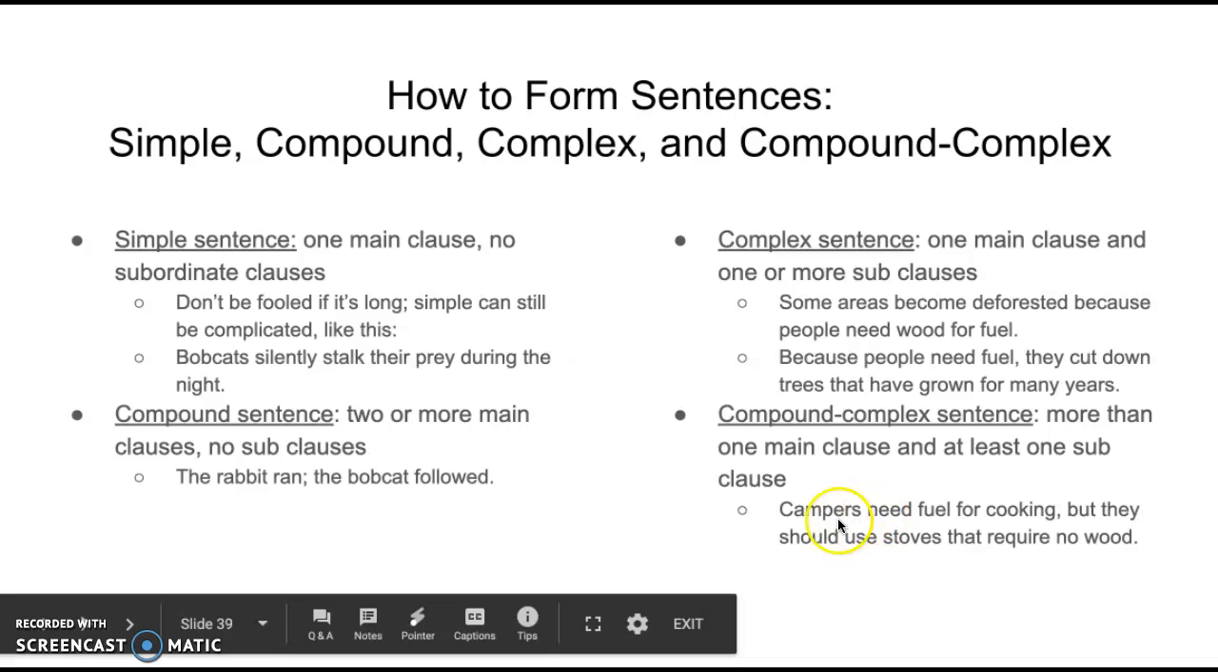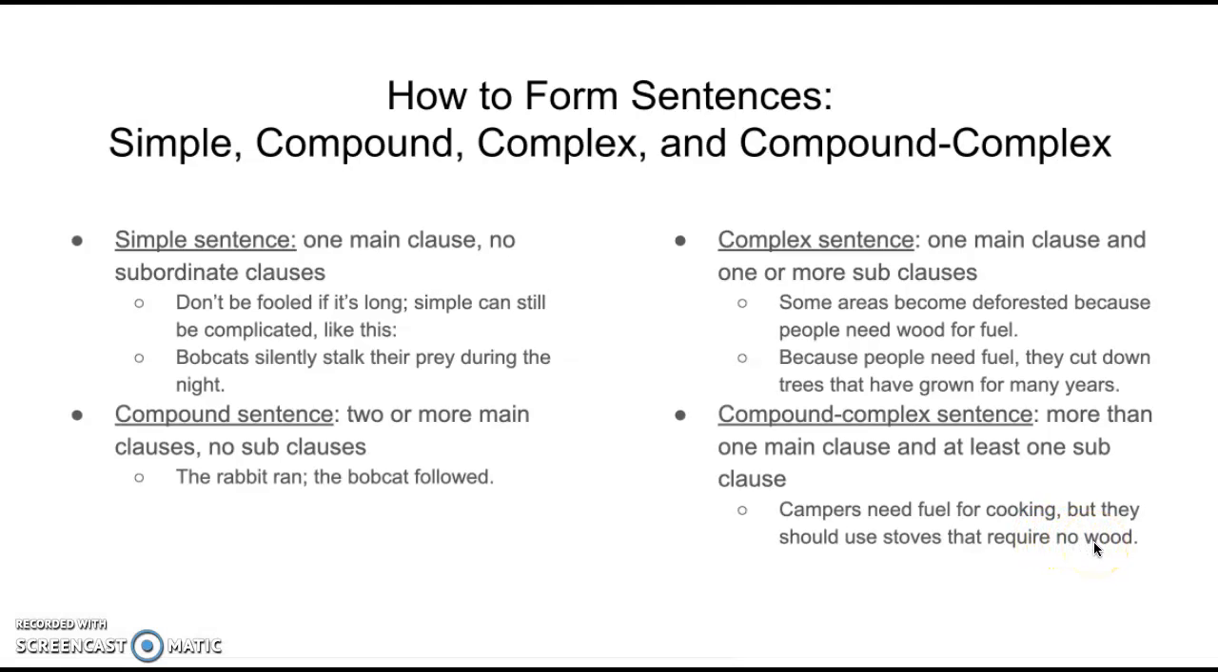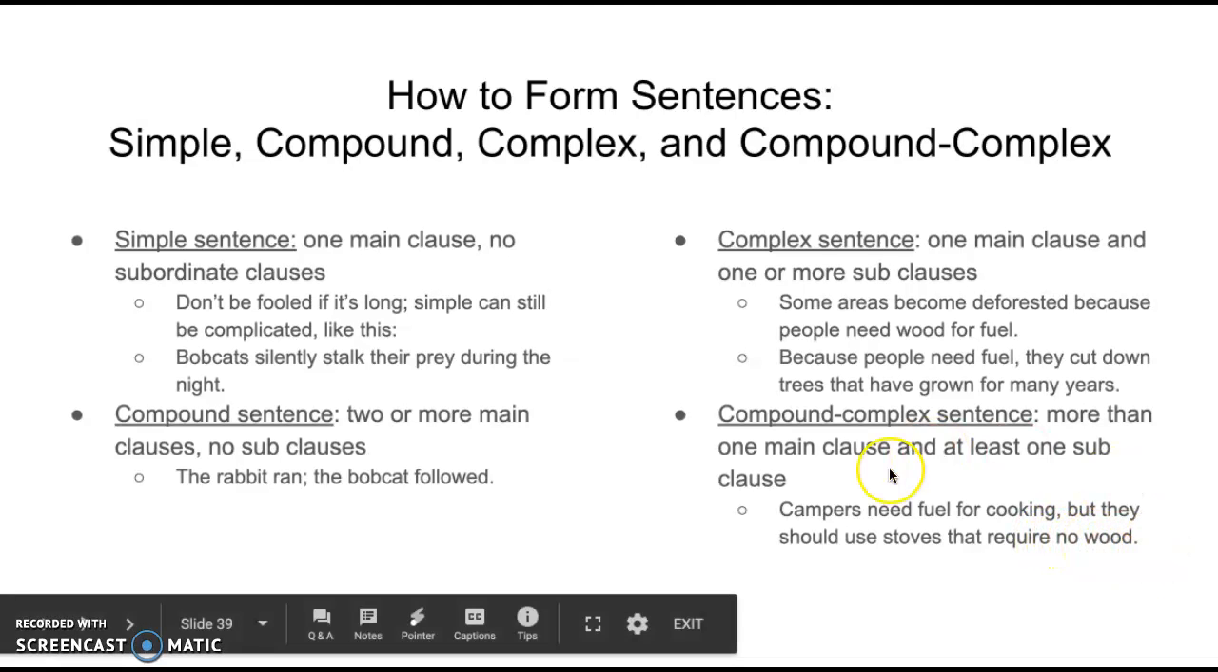Here we have our first main clause with the simple subject, campers, simple predicate, need, but they should use stoves that require no wood, okay? Now, where is the subordinate clause? I'll give you a second to think about it. Make your own guess at home.